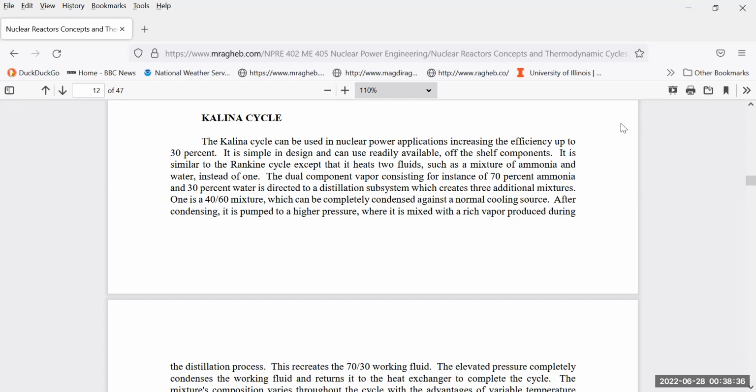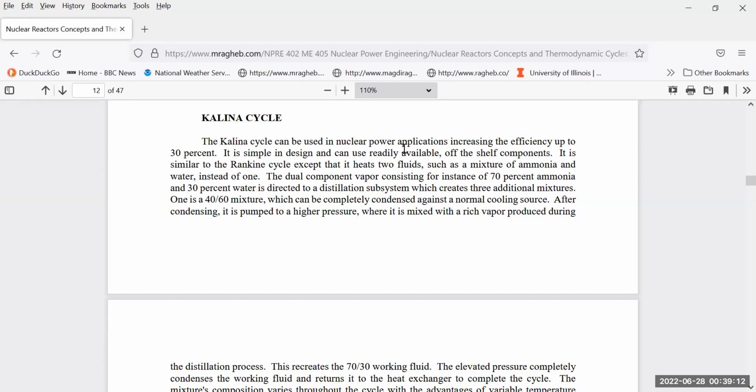Another interesting cycle that can be used in nuclear power plants. I had a student apply to a boiling water reactor an exergy type of analysis. Here is a Kalina cycle. So what is a Kalina cycle? Kalina is the name of a Russian scientist who came to the United States, to Florida, and applied his idea of a cycle to geothermal energy. We talked today about geothermal energy.